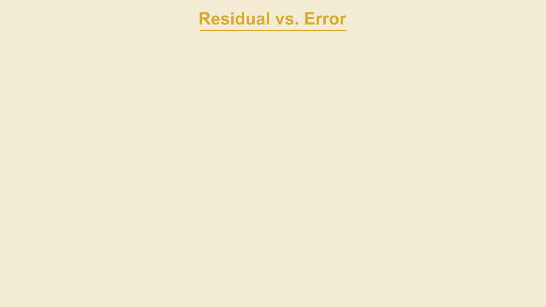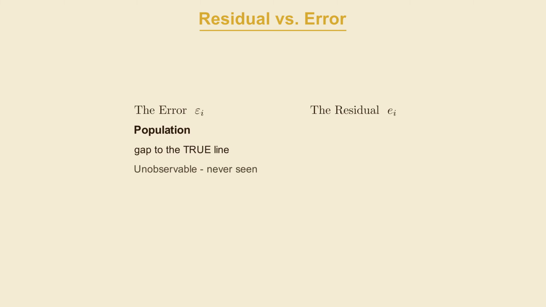Now one distinction worth nailing down before we go any further, because this trips people up. The residual is not the same thing as an error. The error is a population idea. It's the gap between the fund's return and the true underlying relationship. And we have to keep in mind that we never get to see the error because we never know what the true relationship actually is. The residual is a sample idea. It's the gap between the fund's return and the line that we actually estimated from the data that we have. The error is the thing that we wish we could measure. The residual is the thing that we can actually compute. They're very similar, but the residual is the one that ends up in our hands.